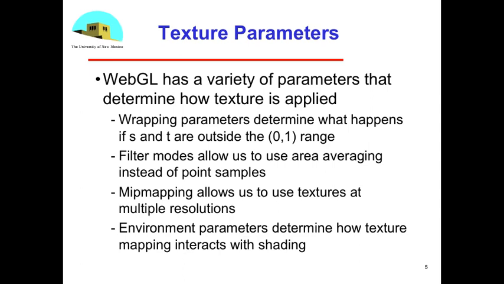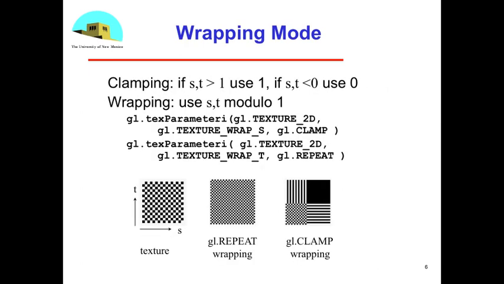Okay, so the first thing is, what do we do if the values of S and T are either below 0 or greater than 1? How do we get a texture value? Well, first we can set those independently. So the function we're going to use for all of these things we'll be talking about for a few minutes here is glTexParameteri, because it's an integer.